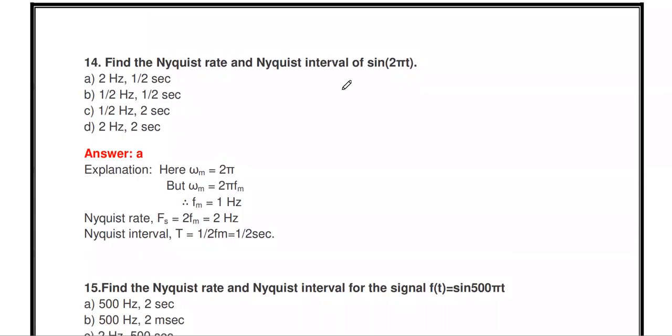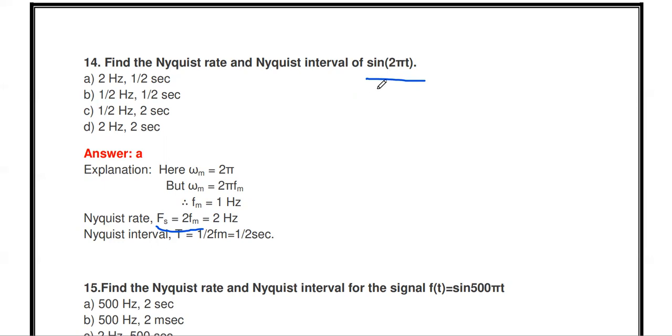Then the next one: find the Nyquist rate and the Nyquist interval of sine 2 pi t. Here sine 2 pi t is our continuous signal x of t. So what is the Nyquist rate? The Nyquist rate Fs equal to 2 into Fm. This is the formula. So in order to find the Nyquist rate, we have to calculate Fm. What is meant by Fm? Fm is nothing but the maximum frequency of the message signal. So this is our message signal sine 2 pi t, and we have to find the frequency of this sine signal.